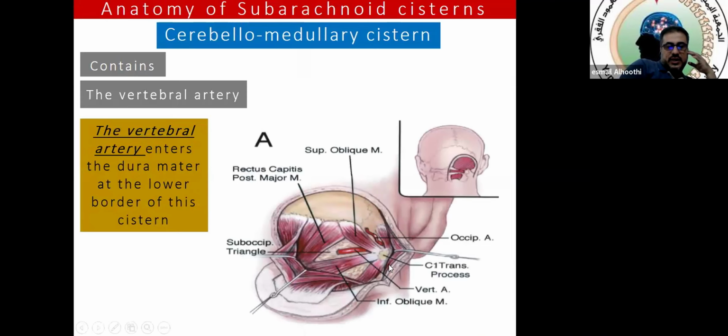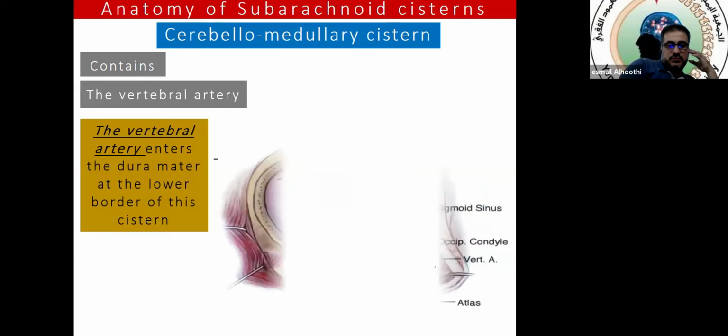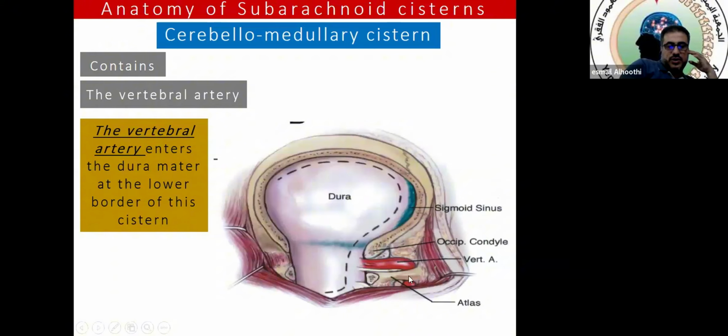The vertebral artery penetrates the dura to become intracranial and intradural. It penetrates the dura at the level of this cistern, to change from the extradural to the intradural part. As you see in this picture, this is the lamina of C1. This is the arch of the vertebral artery, which goes to penetrate the dura at the foramen magnum at this cistern.